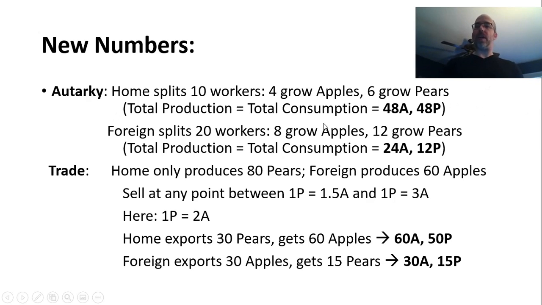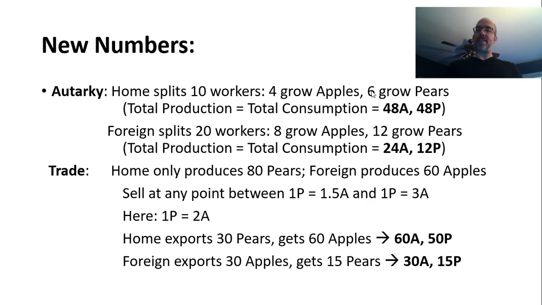Foreign is going to split its 20 workers, 8 and 12, and again, I picked it just so the numbers work smooth. Total production is going to equal consumption too. Only here it's 24 apples, remember, because it's 12 times 2. And here, this is 12 times 1, and that's 8 times 3. Okay, so that's the number. That's how they split. It's close to 50-50, but the numbers work better if I do it this way.